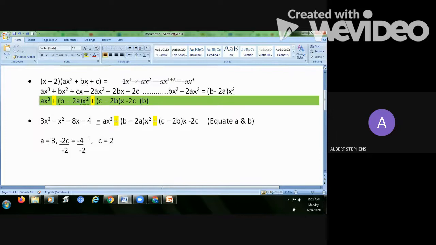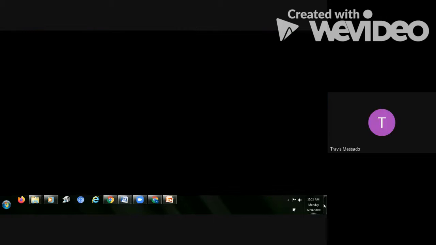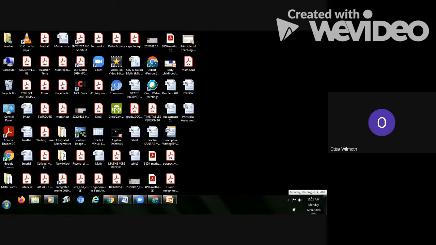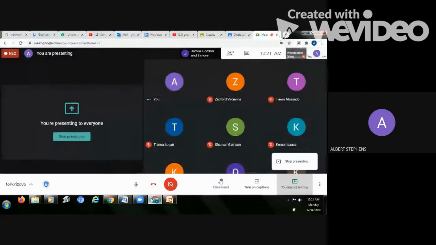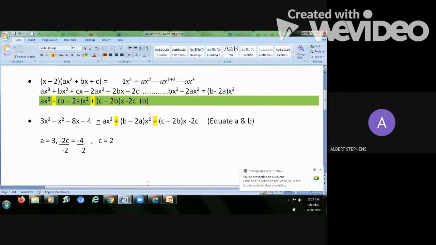Now to find B, we're going to have to use something with B. Now we're going to either compare x squared with this x squared, or we can compare this term here, C minus 2b, which is a x, and compare with that x. Which one you want to compare with? X squared or x? Sir, x. All right, you want to compare the x?